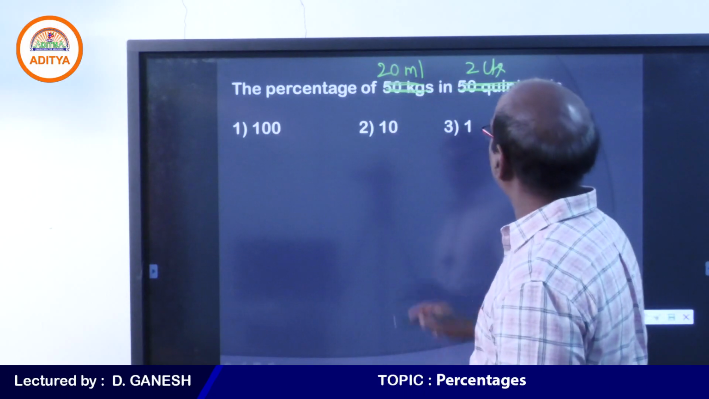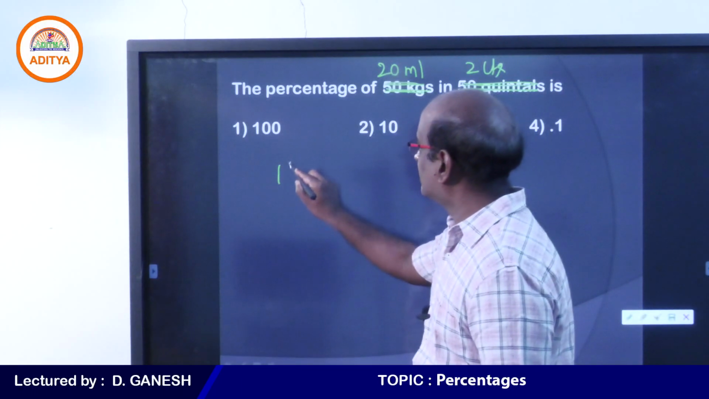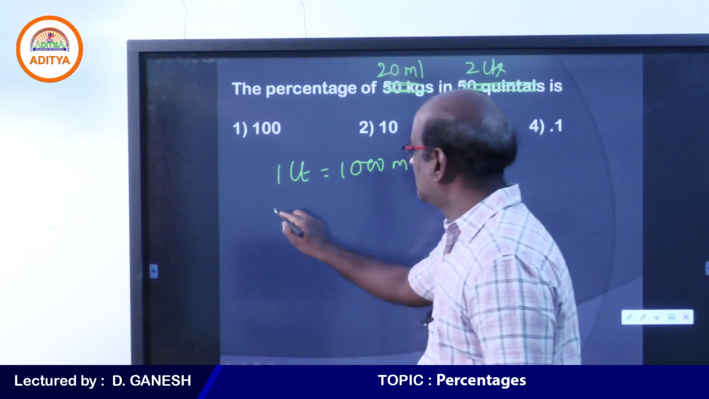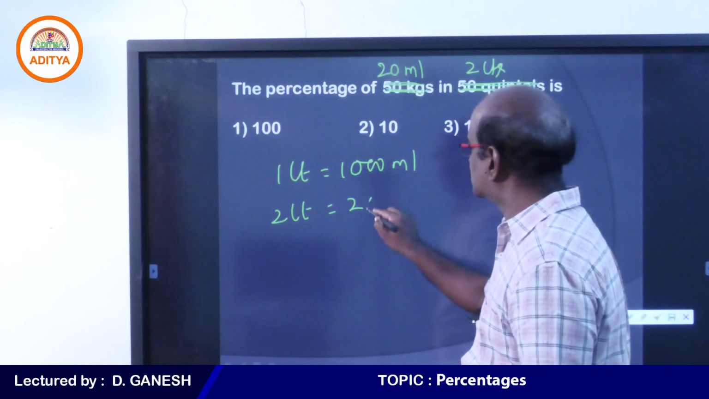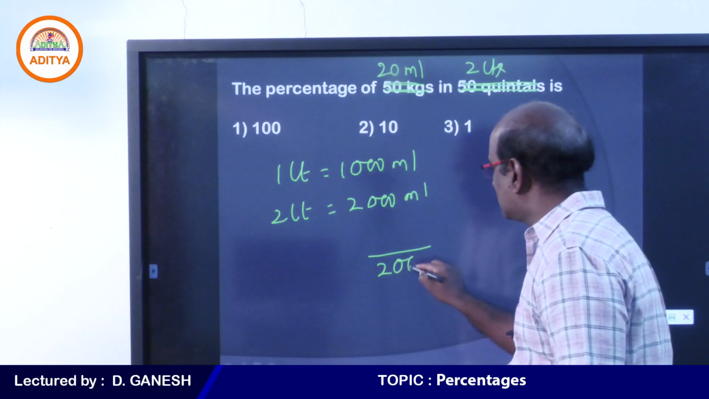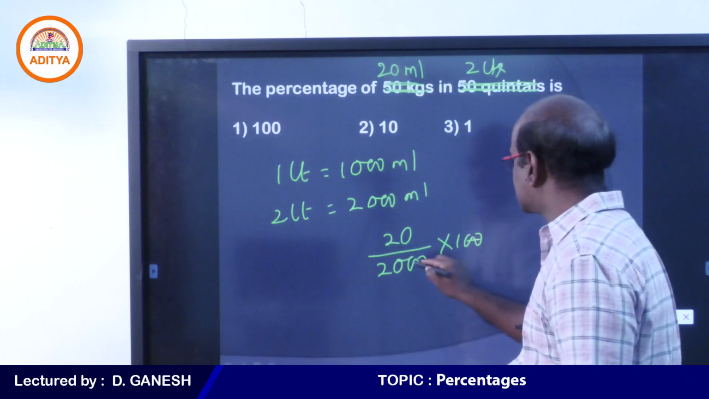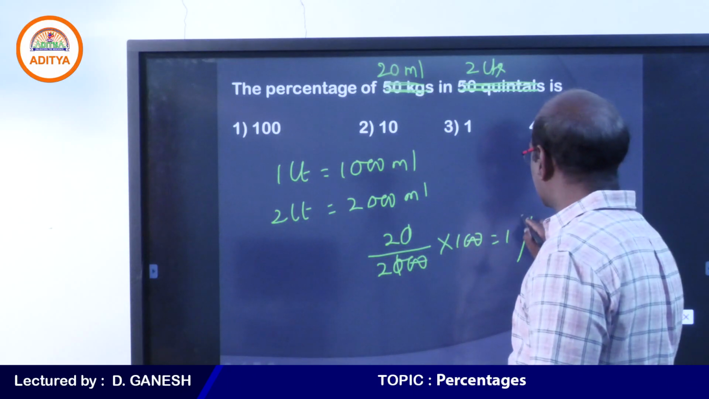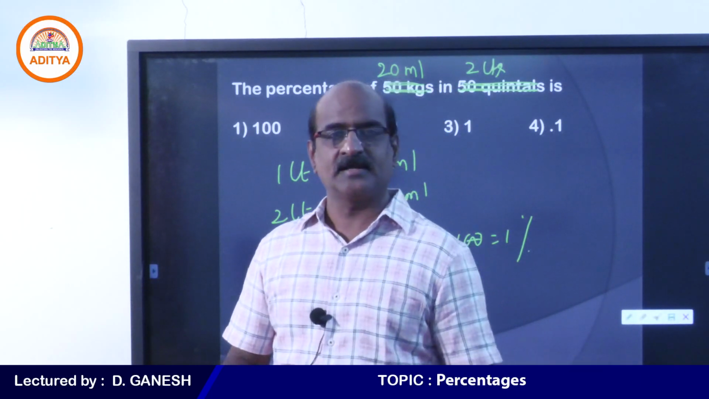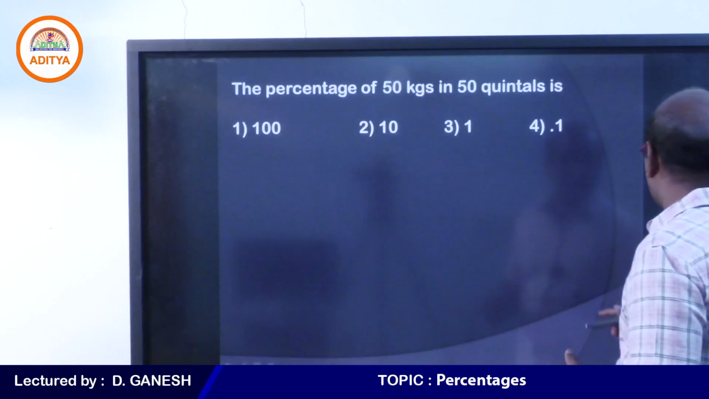Come on, student. So you need to calculate 20 ml in 2 liters. You know that every 1 liter is equal to 1000 ml, and hence 2 liters is 2000 ml. Now we need to get, out of 2000, what is the percentage of 20. If you have to get it in percentage, this is how we get it. Therefore your answer is 1%. In this kind of question, we need to understand that while getting the percentages, both the values should be in the same unit. Right, student, now we move on to the next question.